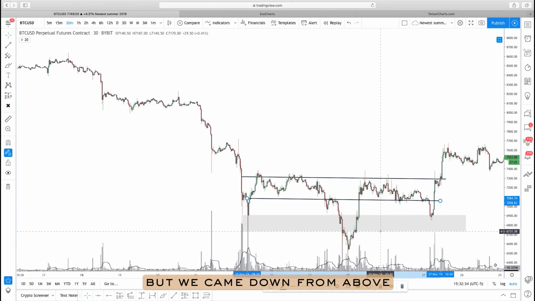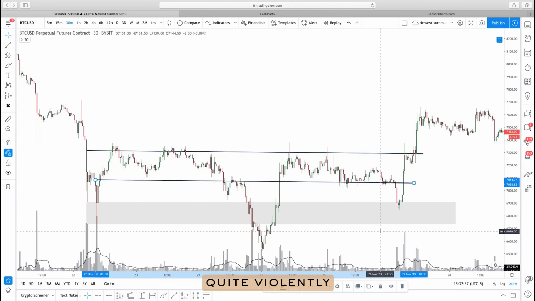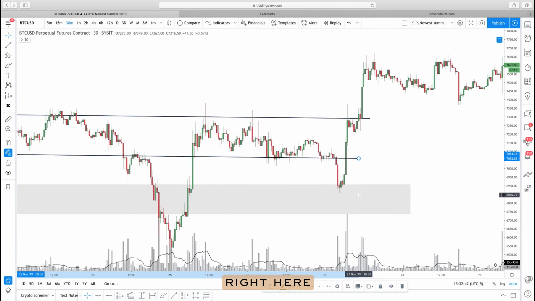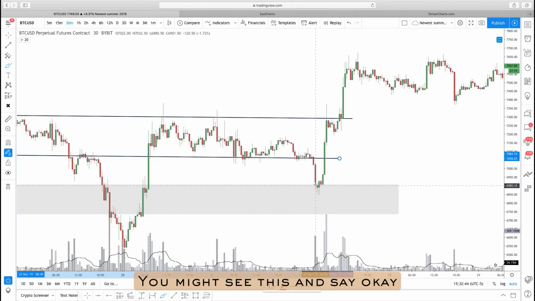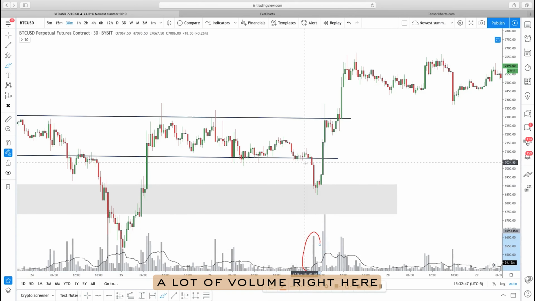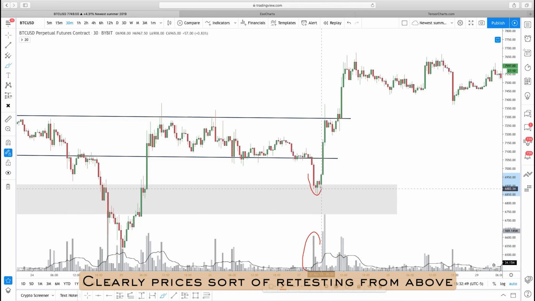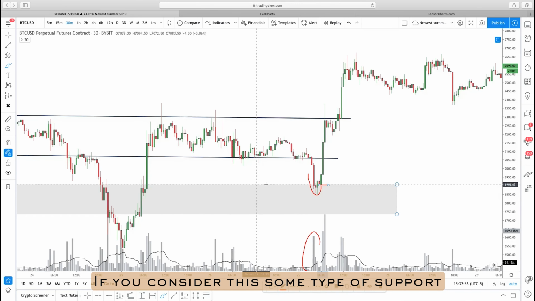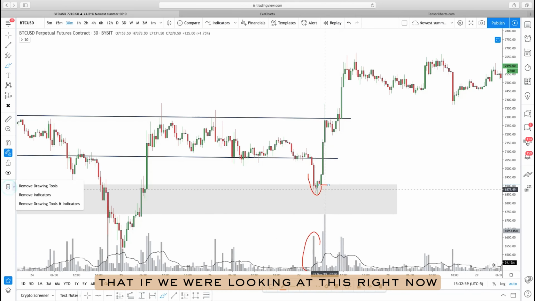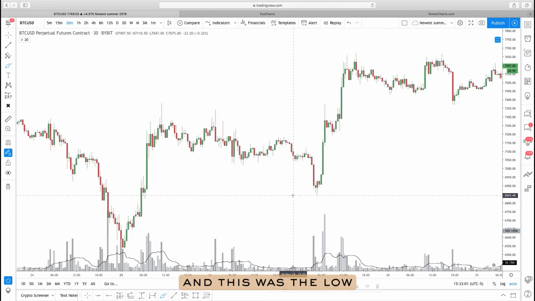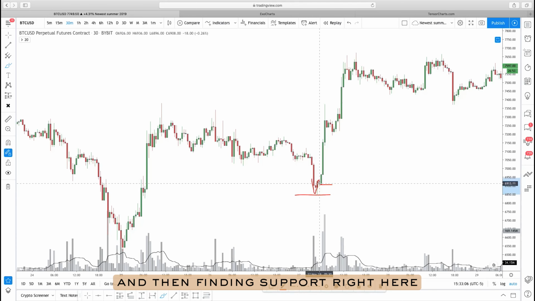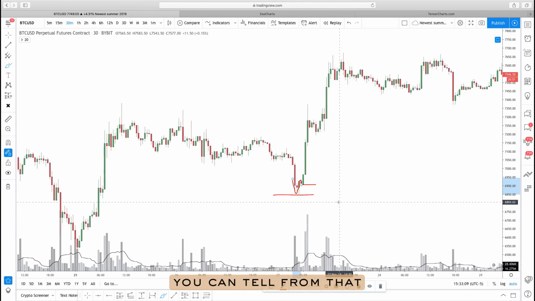So we were consolidating, but we came down from above quite violently. If you're just looking at a candlestick chart, there's not a whole lot to interpret right here. You might see a lot of volume right here, and price sort of retesting from above, holding this if you consider it some type of support. Or rather, if this was the low, it's potentially price coming down to the low and then finding support right here. But there's not a whole lot you can tell from that.